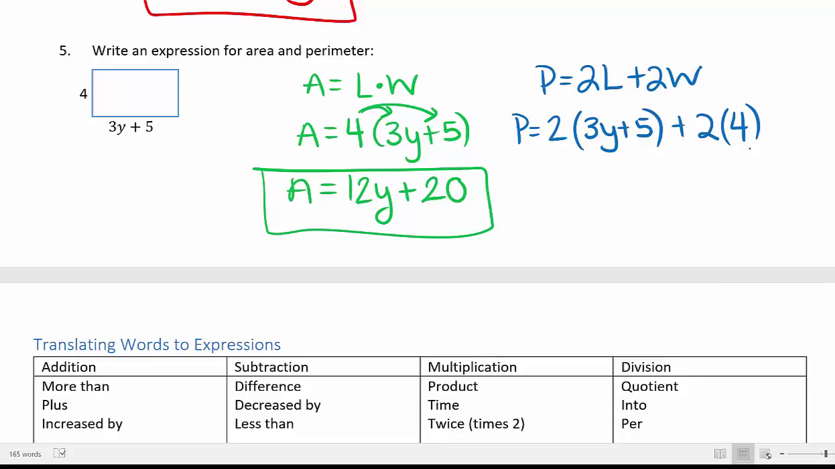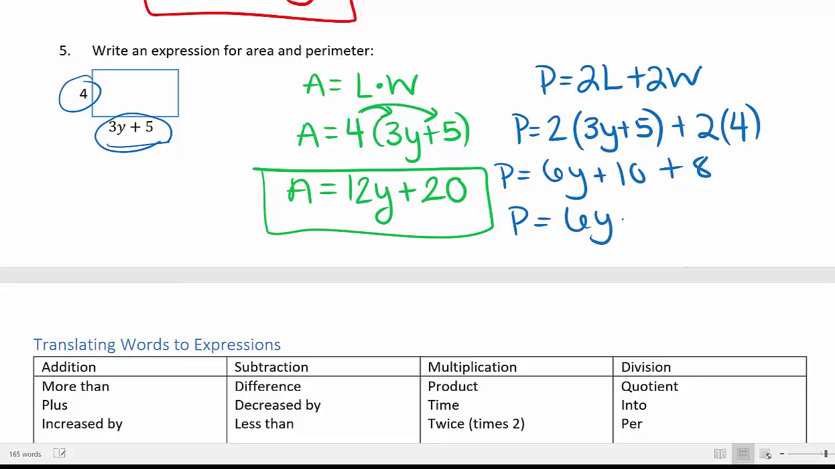I basically took the 3y plus 5 and I plugged that in for L, and then I took the 4 and plugged that in for W. We can simplify this expression by distributing, getting rid of parentheses, and combining like terms. So that's going to give me, if I distribute, 6y plus 10, and then plus 8. And my only like terms are the 10 and the 8, and so I'm left with 6y plus 18.